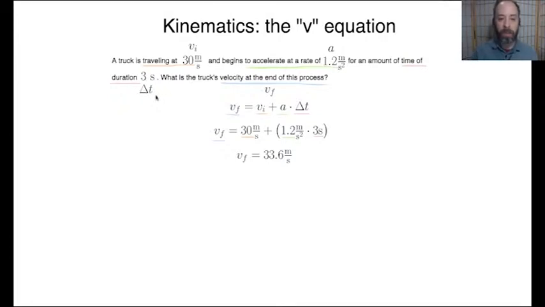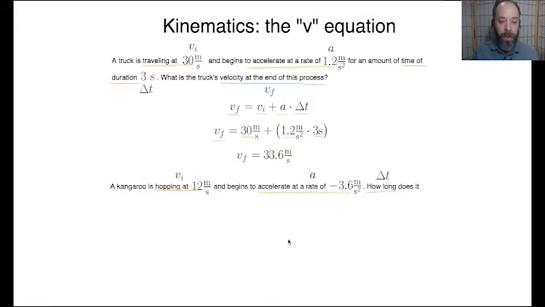That's obvious as well. We're just going to plug those numbers in to the correct parts of the equation. And the unknown, VF, for us, we're going to leave it as a variable. And then we're going to do our arithmetic. We're going to multiply these numbers, add them to 30, and we're going to find that our final velocity for our truck is actually 33.6 meters per second. And that's how we do that.